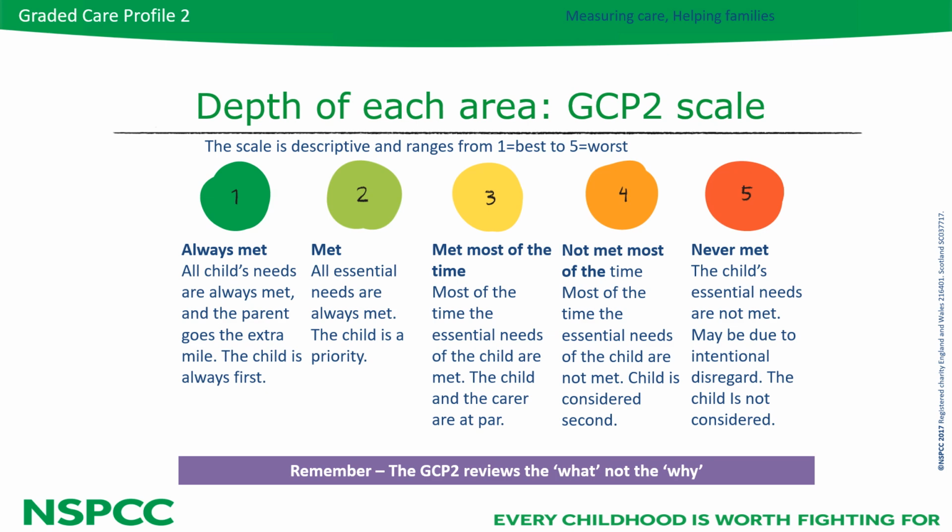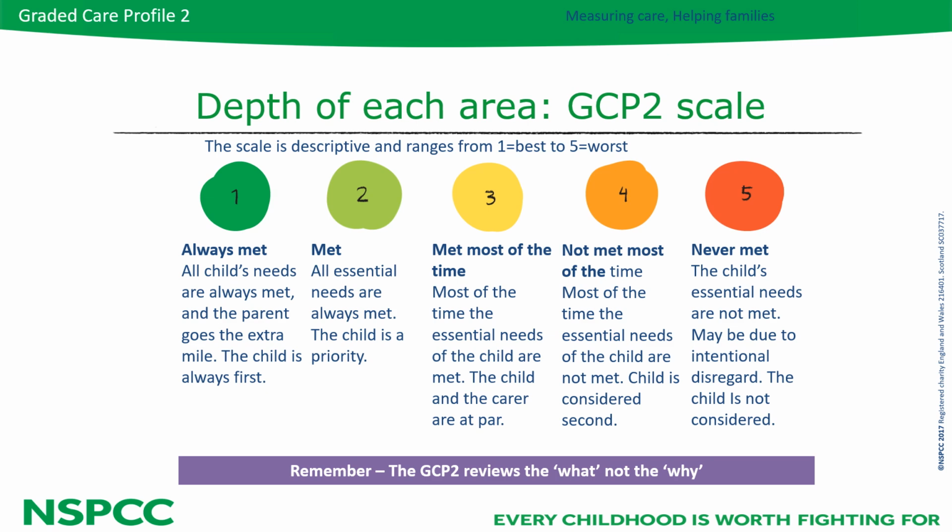When we think about a 2, we think about a child's needs being met, and the child is a priority. When we think about a 3, we think about most of the time the child's needs are met. So parents and carers and the child's needs are kind of on a par with each other, neither being above the other. And those essential needs are usually met for that child or young person. So that's where we would use the term good enough parenting. When we think about 4s or 5s, they're the kind of lower end of that scale in terms of the care of the child.